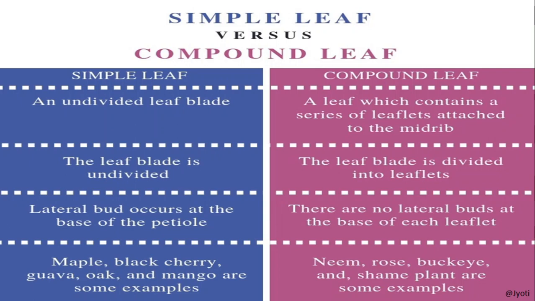Then in a simple leaf, the lateral bud occurs at the base of the petiole. So that is the axillary bud. The axillary bud develops at the base of the petiole. But in a compound leaf, there is no lateral bud at the base of each leaflet. Then the examples of simple leaf are maple, black cherry, guava, oak, mango. The examples of compound leaf are neem, rose, bouquet and sensitive plants, and some other examples you can also cite here.